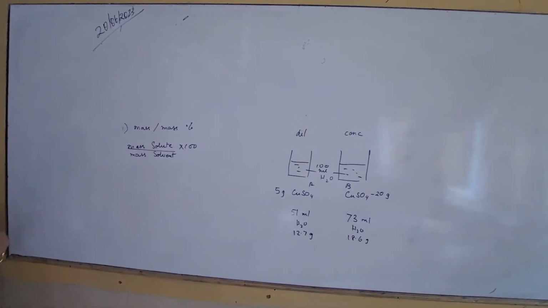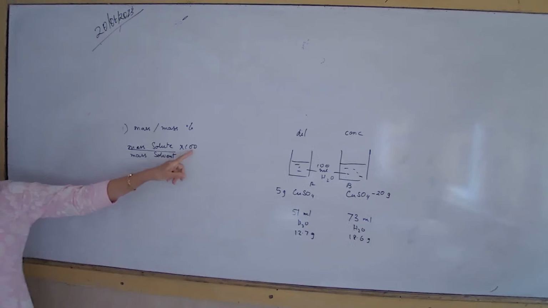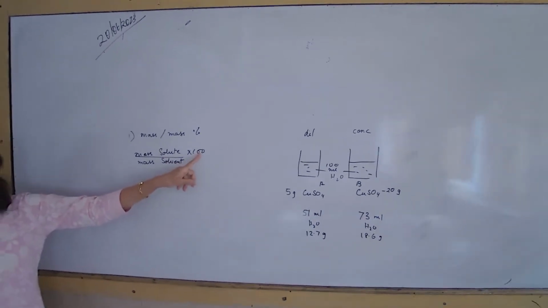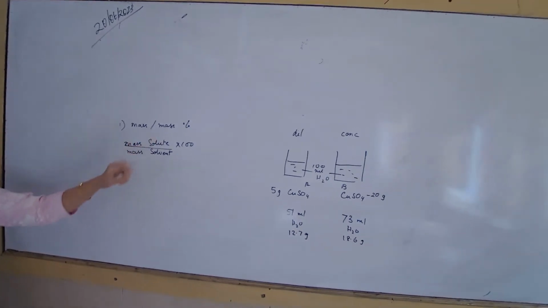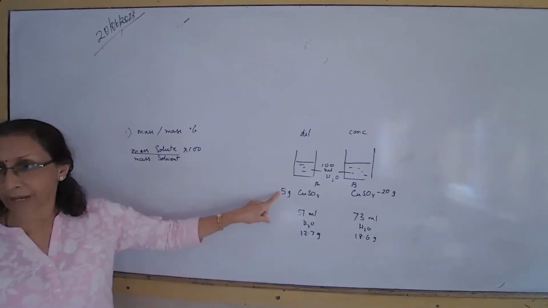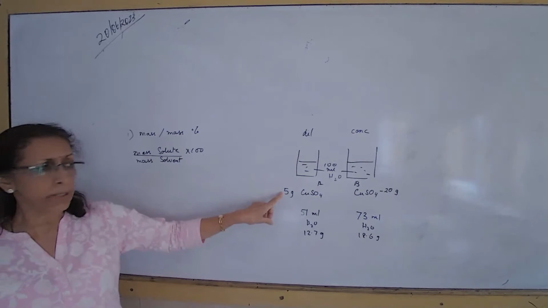So what does it tell us? It gives us the answer in terms of percentage. Did you understand that? Okay. Now, mass of the solute in this particular case is how much? 5 grams. Let's take only weaker one.